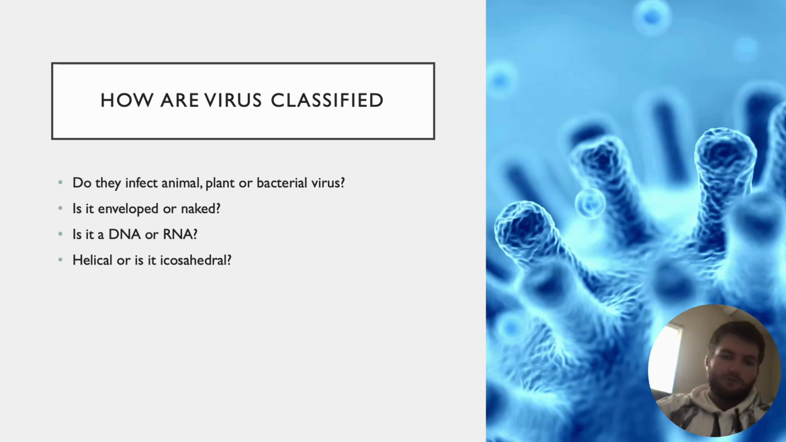We're going to talk more specifically about how viruses are classified. A few questions you need to ask yourself when classifying a virus: Do they infect animals, plants, or bacteria? Is it enveloped or is it a naked virus? Is it DNA or RNA stranded? Is it helical or icosahedral? I can't really pronounce that word, but these are some key questions that factor into how viruses are classified, named, and things of that nature. We'll move on.